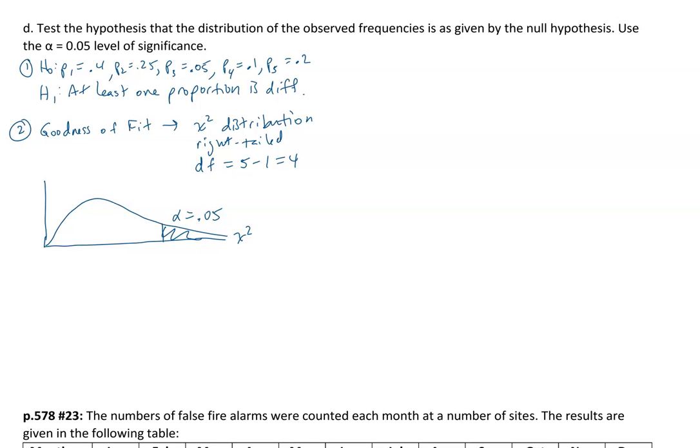So go look up in your table, and the chi-square table gives the critical value of 9.488. So that's this cutoff right here. If our test statistic is greater than that, we are going to reject.